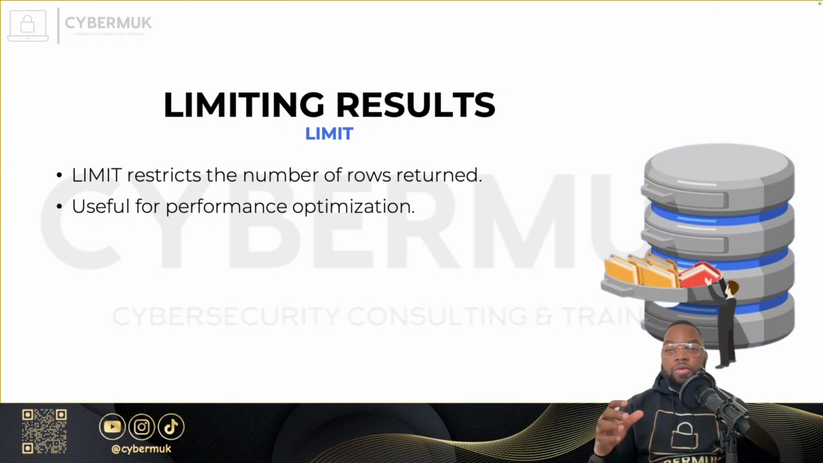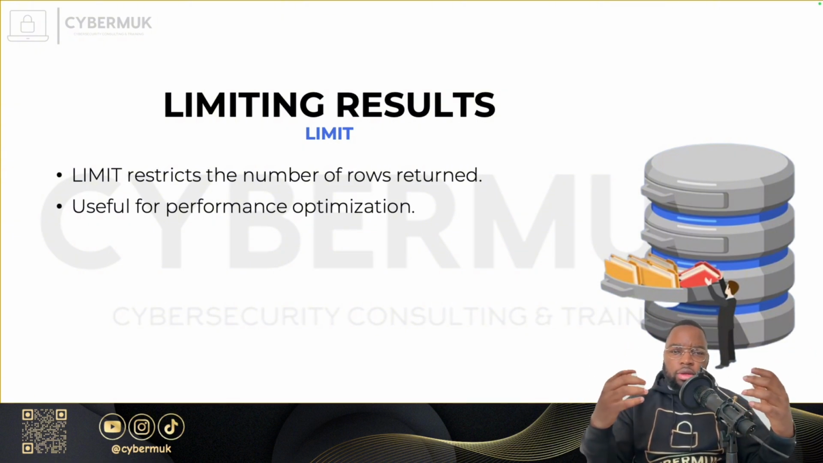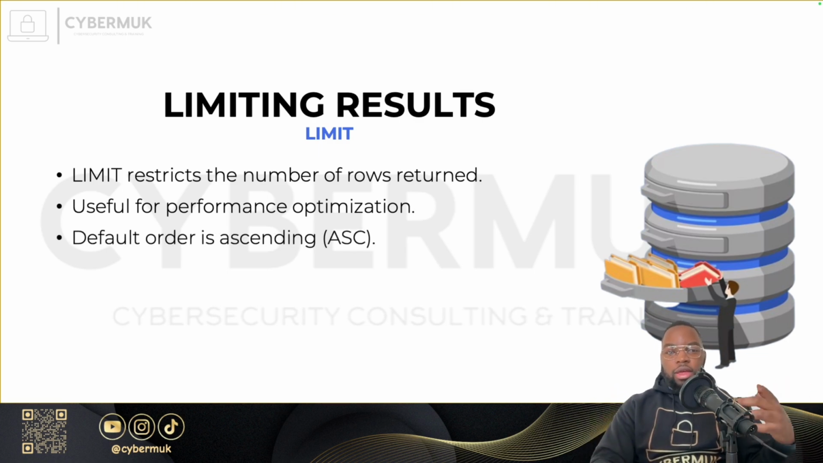Imagine you only wanted to view the top 3 students based on their GPA, or showing only your last 10 customer orders, or a limited number of records for your dashboard reports, or there are multiple ways you can do that. Again, the default order is ascending, so if you want something descending, use the keyword DESC for descending.